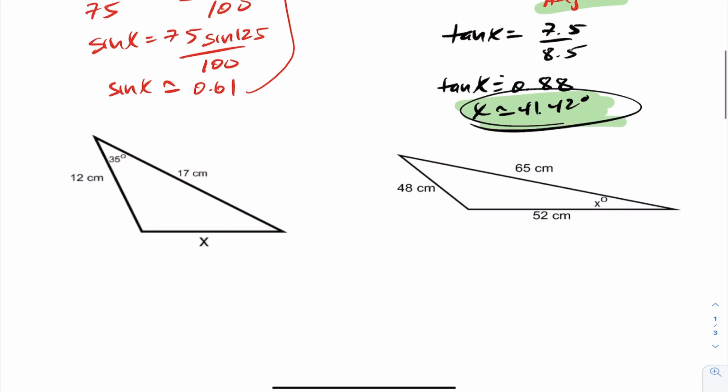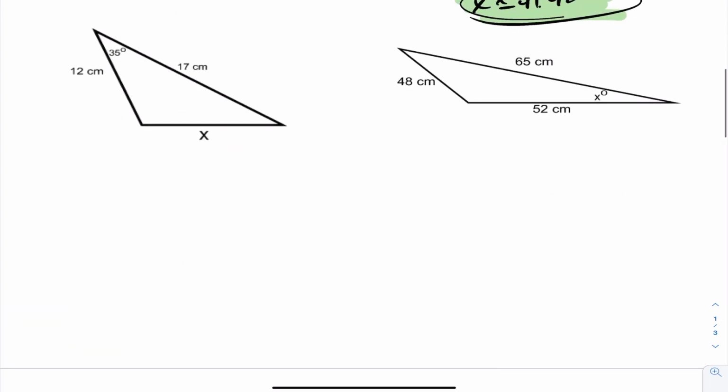All right, let's try another. So for this question here, now we want to solve for this length here. Notice we're in a situation where I have side, angle, side. And whenever you have side, angle, side, we can go ahead and use the cosine law for that one. So in this situation here, I'm going to label my triangle so I can use my cosine law form. So I'm going to go A, B, and C.